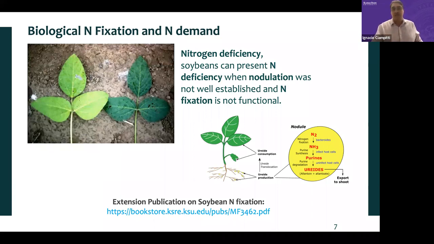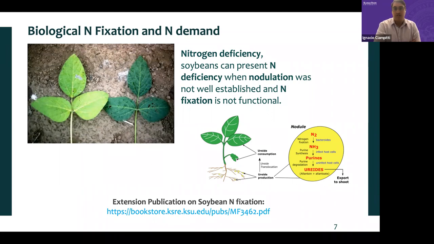So, if you look at fixation, and usually we focus on this, many times you will not be able to see a picture like this, where you see a plant on the left without fixation, so you see that pale yellow nitrogen color, and the other situation when it's with fixation. We usually don't tend to see this situation so much, but nitrogen deficiency could happen.